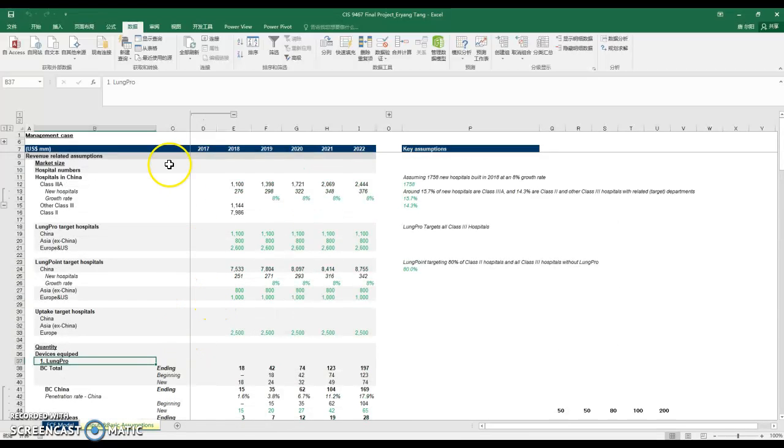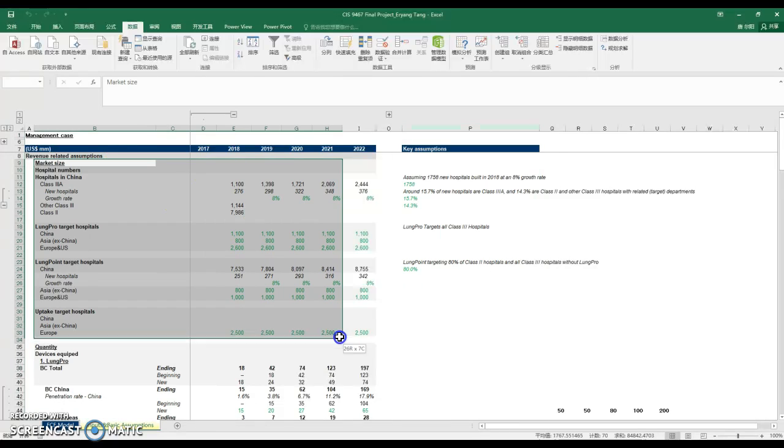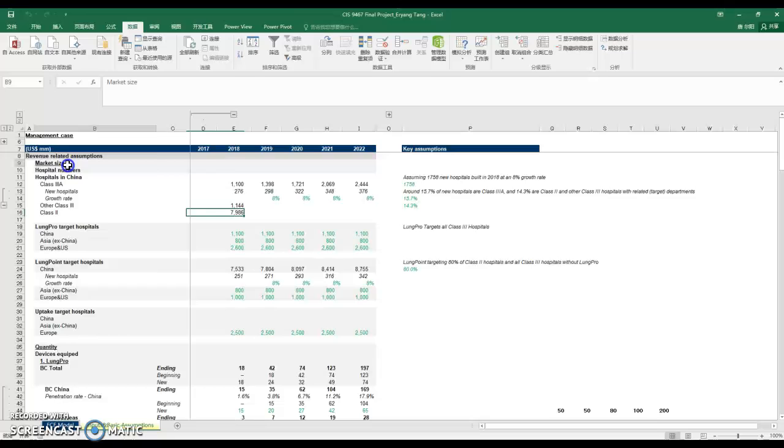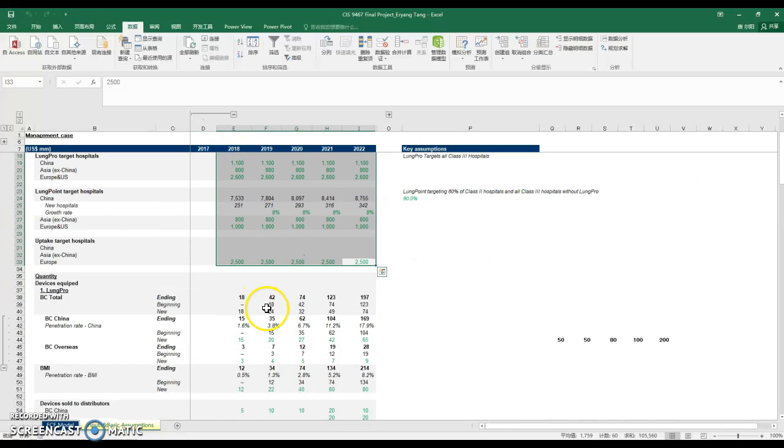So in this tab, I'm dividing the key assumptions into several factors. This column is the key assumptions, and those are the numbers calculated based on the key assumptions. The first one is about the market size. Since the target clients of this company are all high-tier hospitals, I divide hospitals into several categories, and calculate for each one of those.